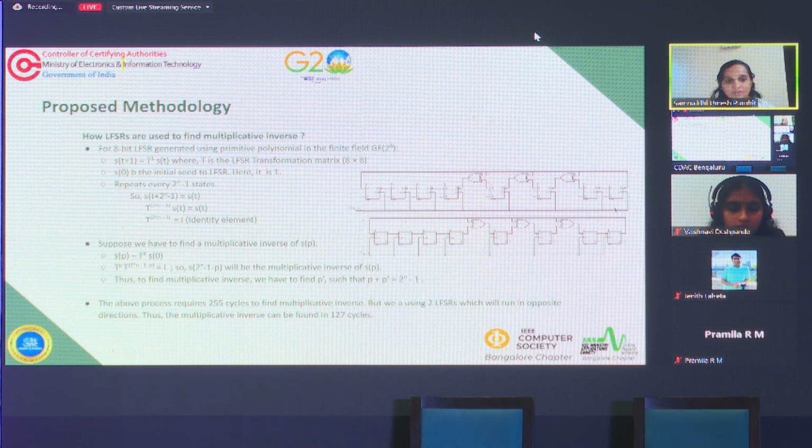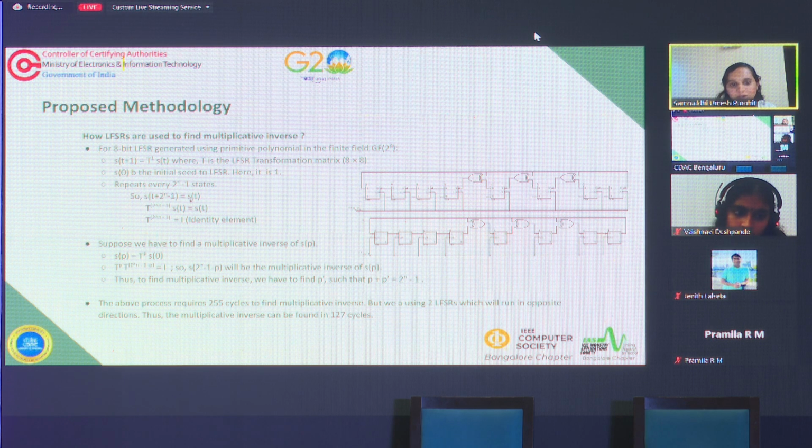So in an LFSR we know that every 2 raised to n minus 1 states, it gets the initial state back. Okay, so it repeats the cycle. So I can say 2 raised to n minus 1 is the total cycle that the LFSR can have. While calculating the multiplicative inverse, we can say s of t to the 2 raised to n minus 1 is equal to s of t.